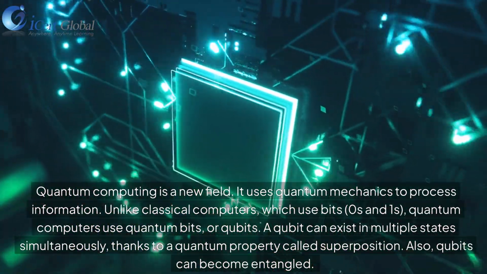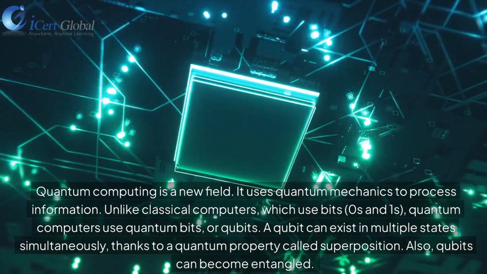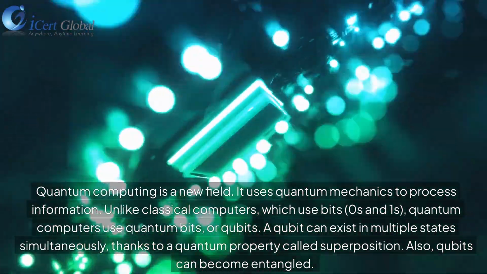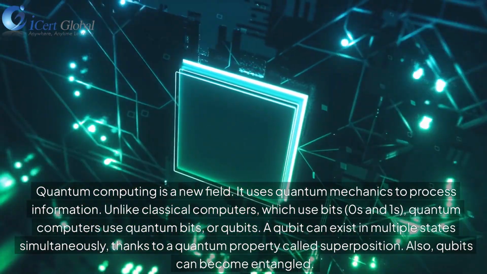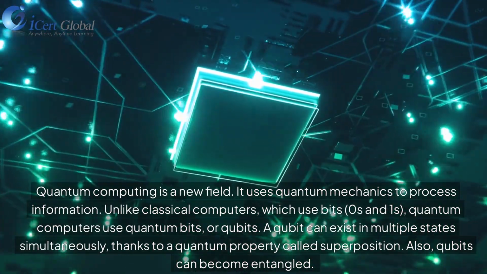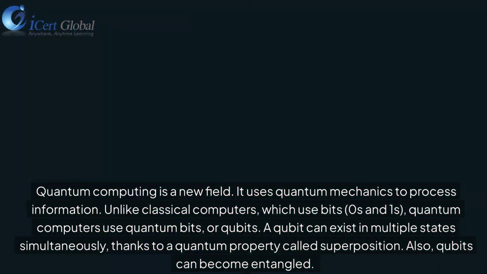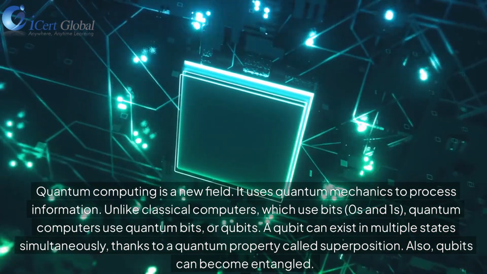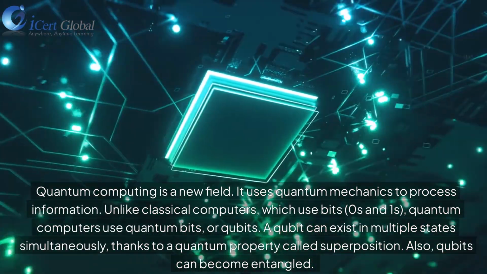Unlike classical computers, which use bits, zeros and ones, quantum computers use quantum bits, or qubits. A qubit can exist in multiple states simultaneously, thanks to a quantum property called superposition. Also, qubits can become entangled.